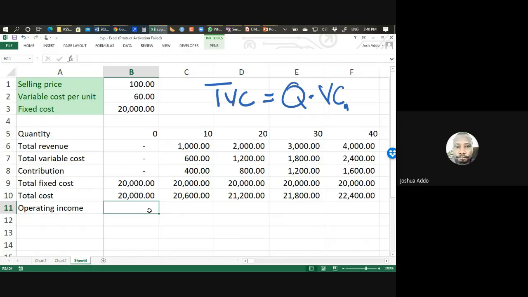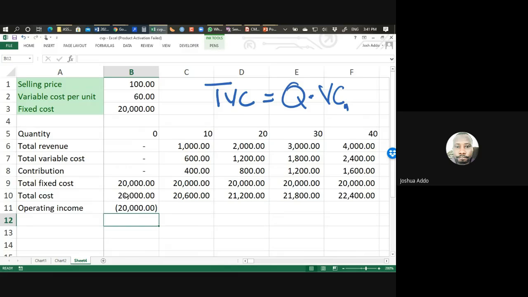Then operating income. Operating income, also known as profit before interest and tax, is computed as, it's simply your profit, which is your revenue minus your total cost. Profit is equal to revenue minus total cost. So at output level 0, your profit is equal to your fixed cost. In fact, you make a negative profit.